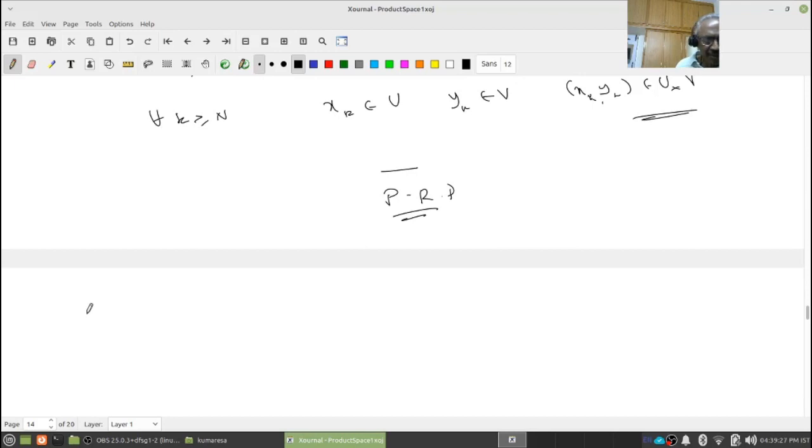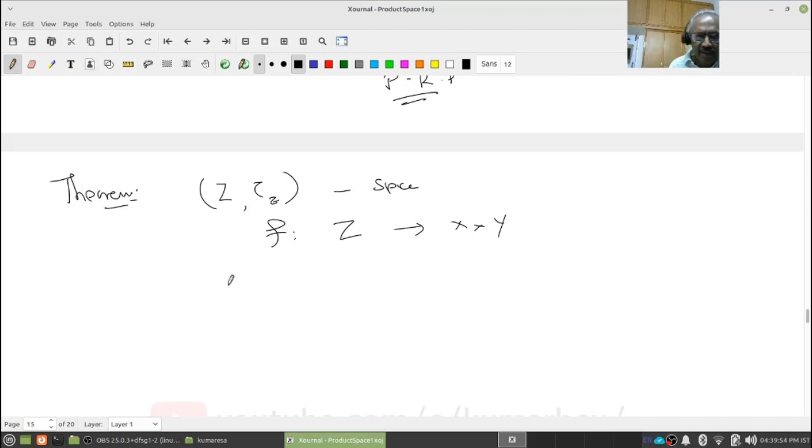Now let's prove the third result. This is an important thing which I will call a theorem. The theorem says, suppose I have a topological space Z. If you want tau Z, I will not need that. It's a topological space. Suppose I have a function f from Z to X cross Y. I want to know when f is continuous.